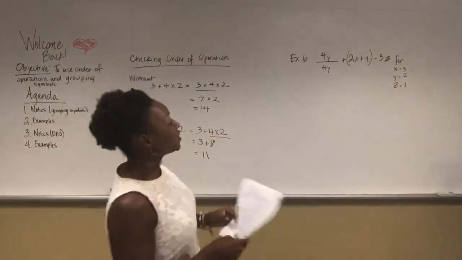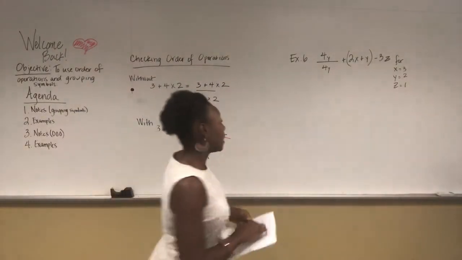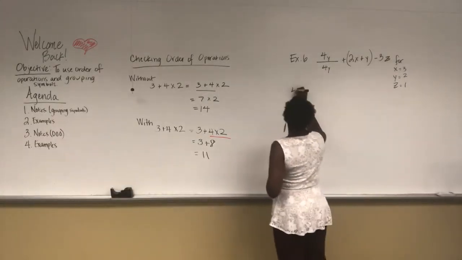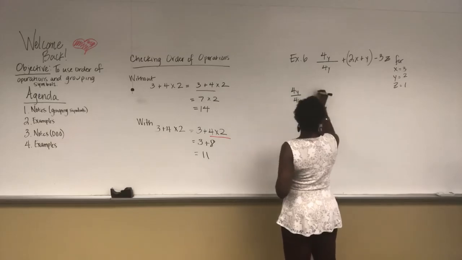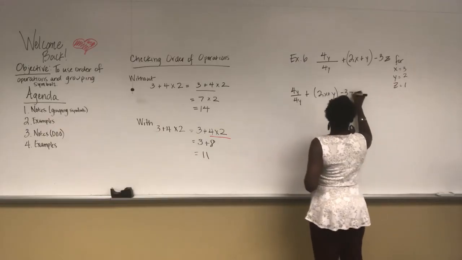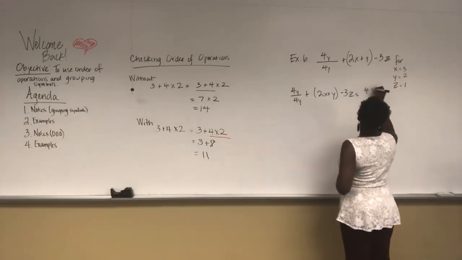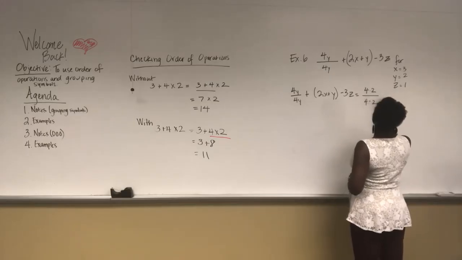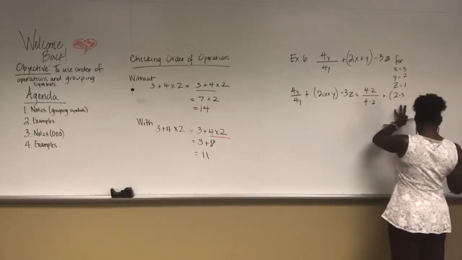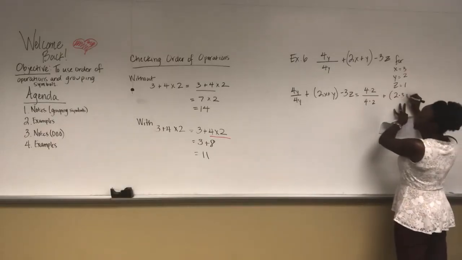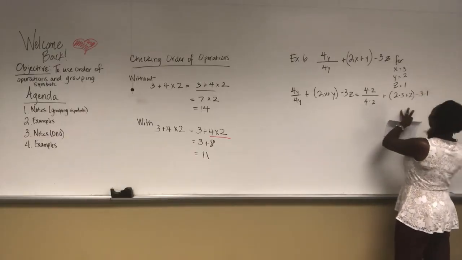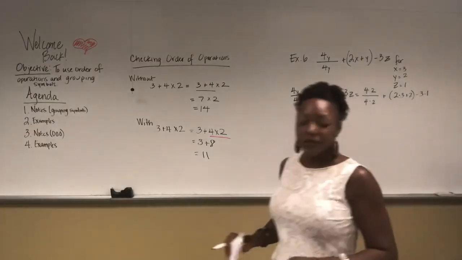So let's start by substituting all of our variables in. That's a lot, I know. So y is equal to 2. I'm going to rewrite the problem: 4y over 4y plus 2 times x, where x is equal to 3, plus 2, close parentheses, minus 3 times 1. I know that was a lot.